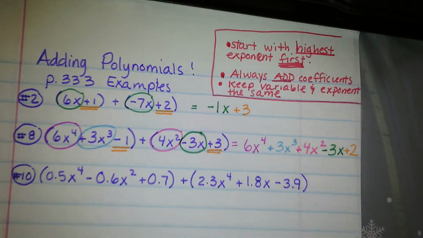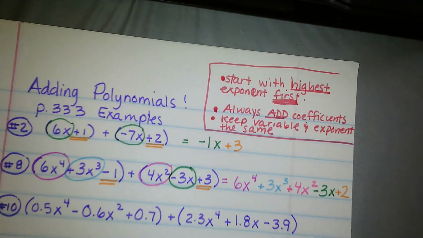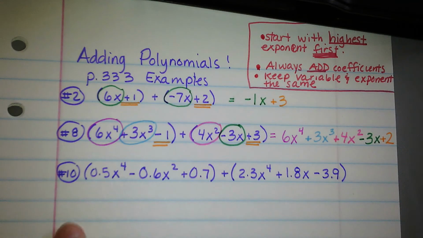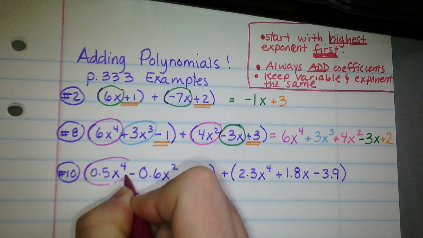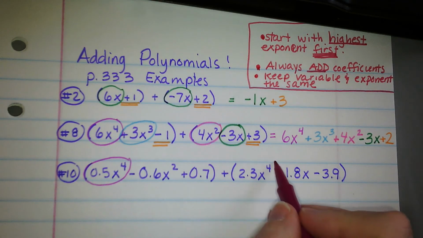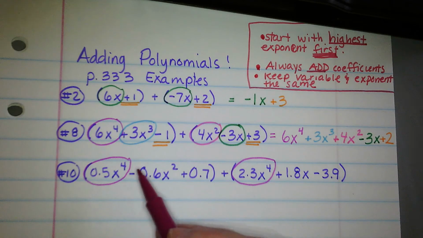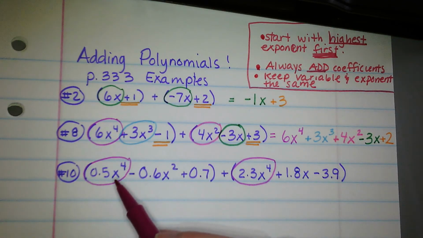Here's our last one. And our last one looks a bit more complicated. I need to move this a little bit. But it's not terrible. It's just decimals. Okay. So what we're going to do is start the same exact way. We're going to start by scanning. x to the fourth is the highest one. So I've got a 0.5x to the fourth here, and I have a 2.3x to the fourth here, and I'm going to add them. So when I add them, I'm going to take 2.3 and add 0.5, and that's going to give me 2.8x to the fourth.